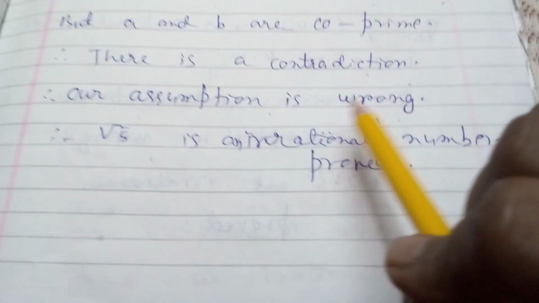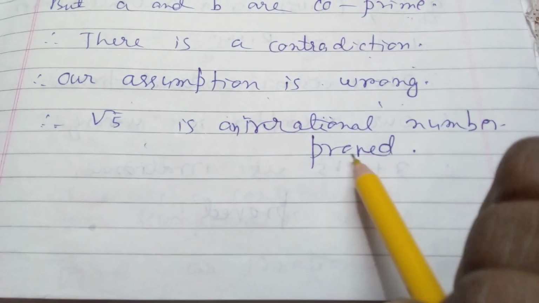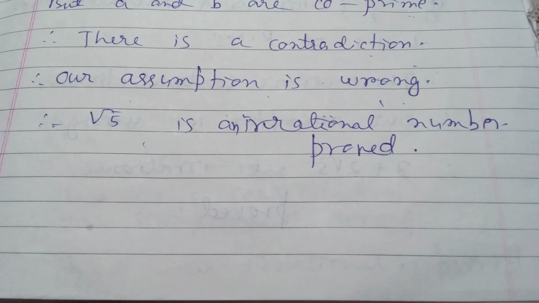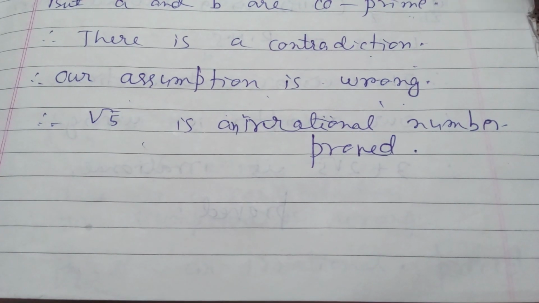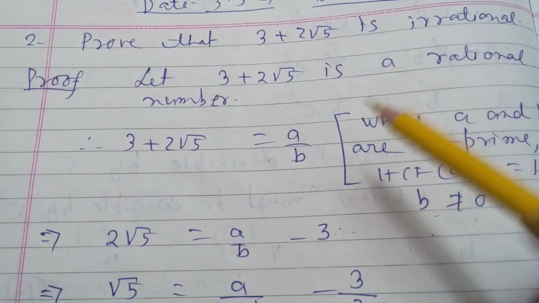So there is a contradiction. So our assumption is wrong. So what is the correct assumption? Root 5 is an irrational number. Proved. Now come to question number 2. Prove that 3 plus 2 root 5 is irrational.